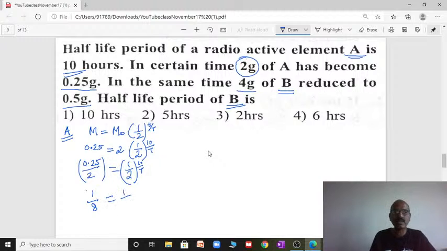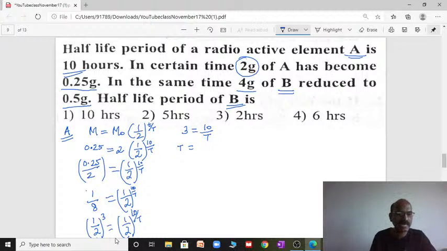1 by 8 equals 1 by 2 whole power 10 by T. Then in terms of 2, I can write 1 by 2 whole power 3 equals 1 by 2 whole power 10 by capital T. Since bases are equal, the exponents can be equated. Exponent 3 equals 10 by T. Then half-life period T equals 10 by 3, that is, 30 hours.